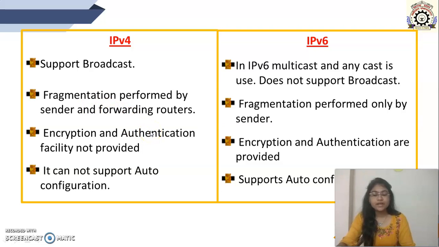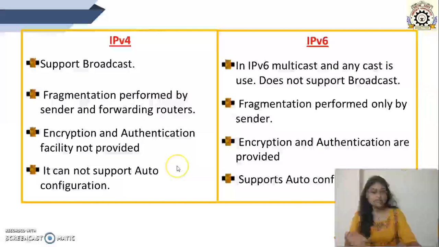Encryption and authentication facility is not provided in IPv4. But in the case of IPv6, encryption and authentication facility is provided by using extension headers. The encryption extension header is used in the IPv6 format. Again, the authentication payload length extension header is used in the IPv6 format to provide this facility. It means separate extension headers are available in IPv6 to provide authentication and encryption.